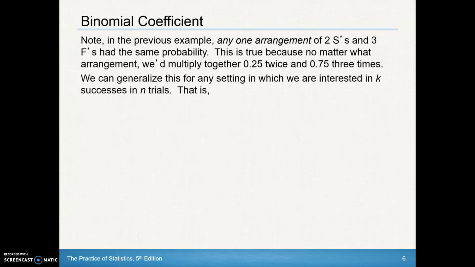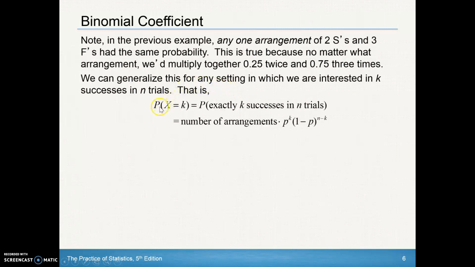So in that previous example, any one arrangement of the 2 successes and 3 failures had the same probability. That's true because no matter what the arrangement, we'd multiply 0.25 twice and 0.75 3 times. So what we're looking to do is generalize this statement into something that we can use for any given binomial situation. So if I want to find the probability of any specific event, I'd have to find, in other words, the probability of exactly k successes in n trials. And the last problem was 2 successes in 5 trials.